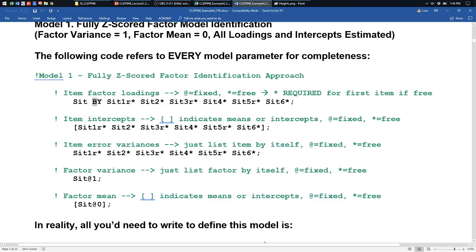Just to review the syntax, you name your factor. BY is how you tell it which items are to load on it. Stars indicate free parameters. Putting your variable inside brackets is referring to its intercept or mean. Listing your variable all by itself is referring to its variance or error variance. Listing your factor all by itself is referring to its variance. In this case, this @1 means I'm saying make my factor variance 1. I'm setting the scale, I'm identifying my factor. Likewise, putting the factor name inside brackets is referring to its intercept or mean, and I'm saying make it 0. So my factor is distributed like a z-score.